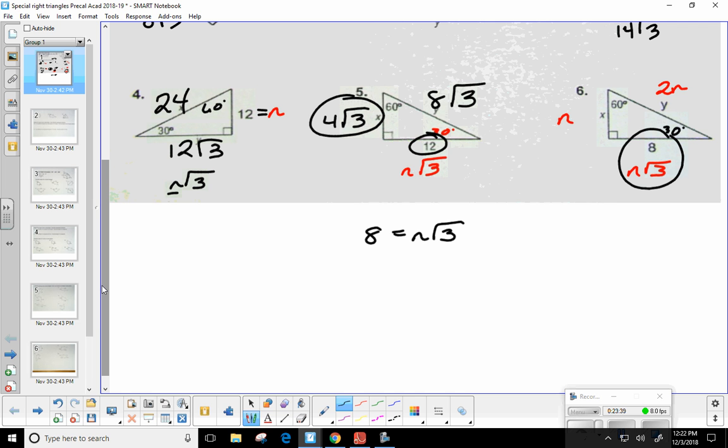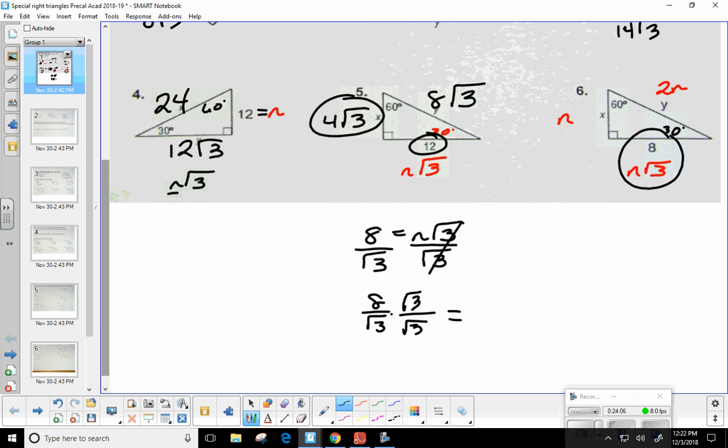Okay, so how would I solve for n? Divide by the square root of 3. Okay, so that does give me n, that's the good news, but we want to try to simplify this as much as possible. So we're going to rationalize it. Okay, so 8 over the square root of 3. That just means I want to remove the radical, so I'm going to multiply the denominator, but I got to multiply the numerator by the same thing.